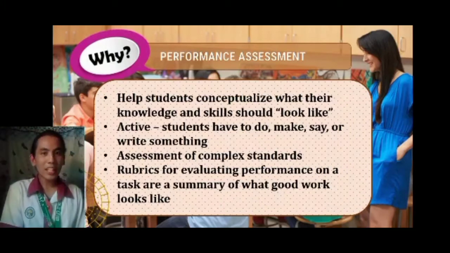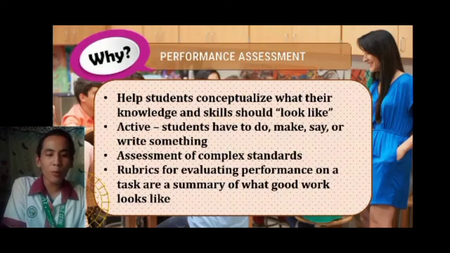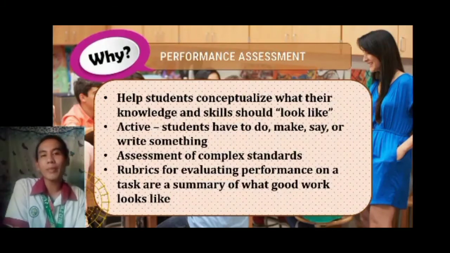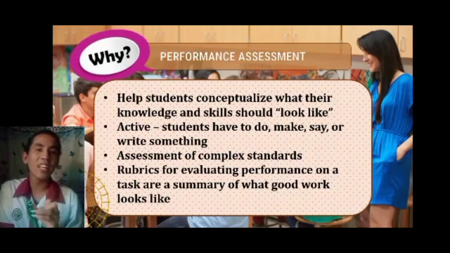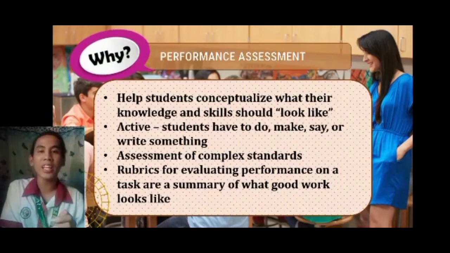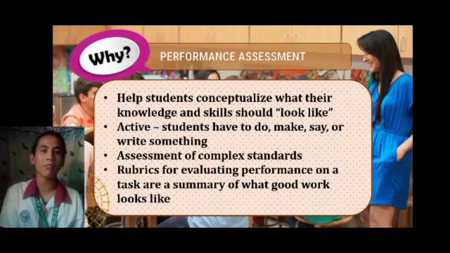The third one, assessment of complex standard. A performance assessment helps us to digest complex standards and make it holistic and analytic. And for the fourth one, we have rubrics for evaluating performance on a task. We say that a rubric, a criteria, and holistic scoring is the best way to have a predetermined outcome of the students.